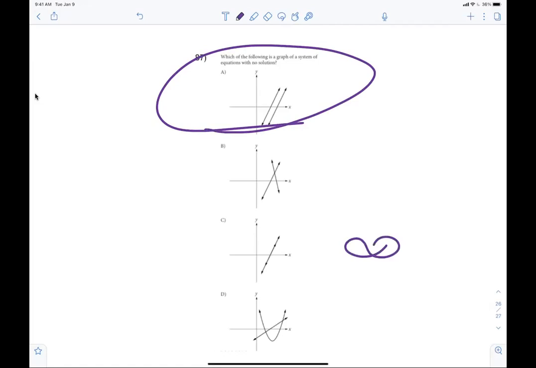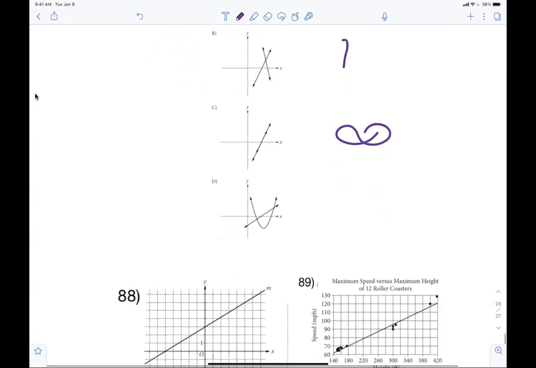B is how many solutions? 1. D is how many solutions? 2 solutions. All right, why are there two solutions? They intersect twice. Thank you.